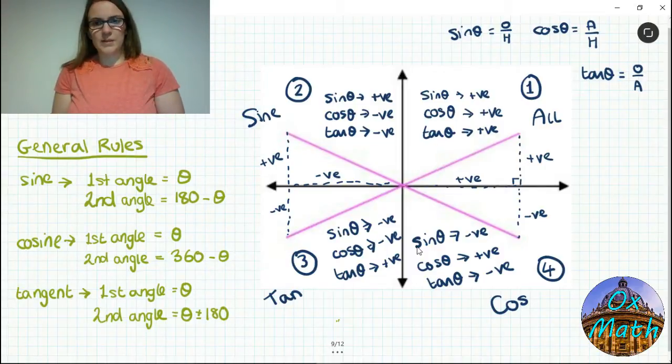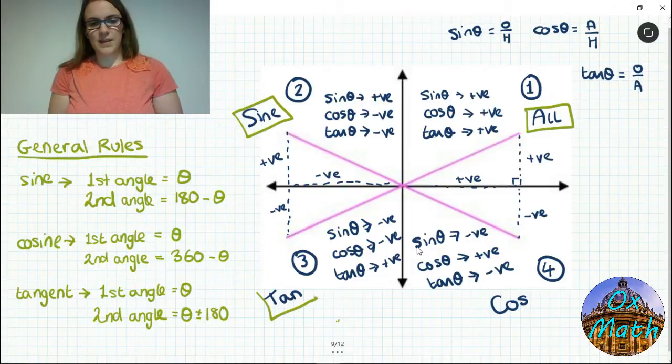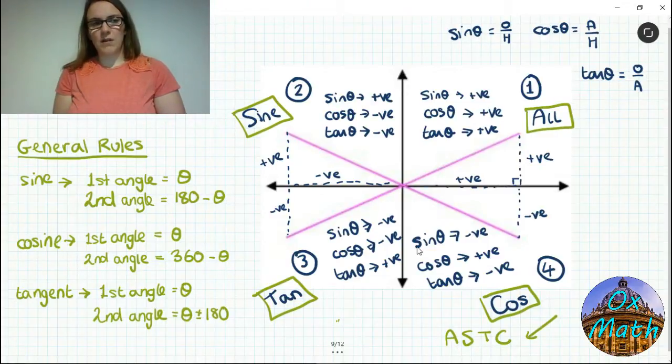We will look at why this is useful in a minute, but the important thing for now is that all of them are positive in the first one, only the sine in the second quadrant, only the tan in the third, and only the cos in the fourth. So if we look at the first letter of each of those, A, S, T, C. And if you can remember that, and there are a few acronyms to help you remember it, one of them is add sugar to coffee, all silver teacups, all students take calculus. There are quite a few of them.